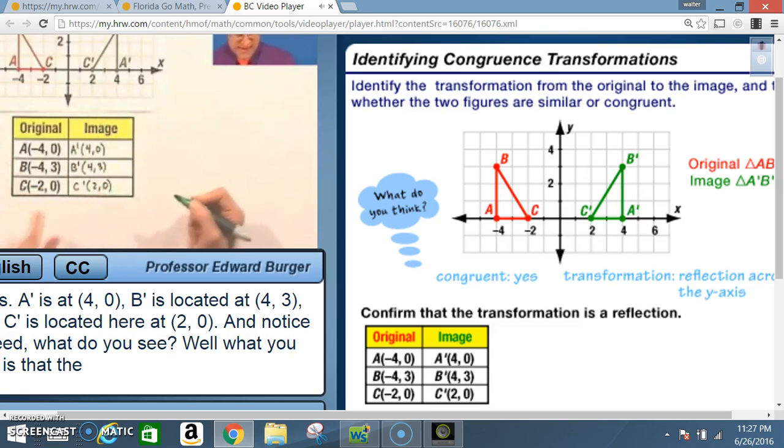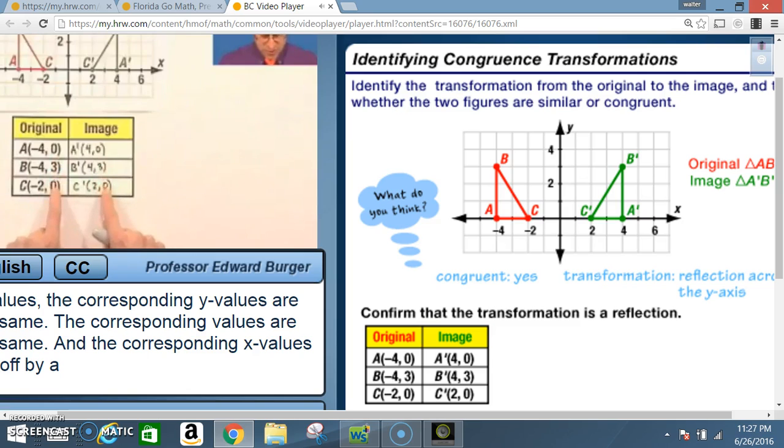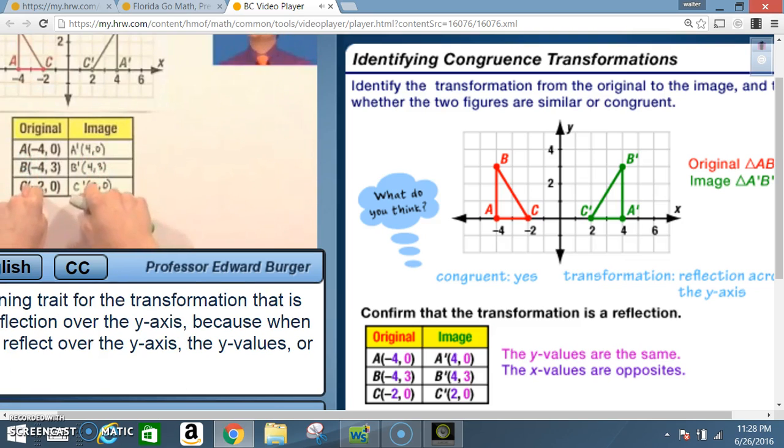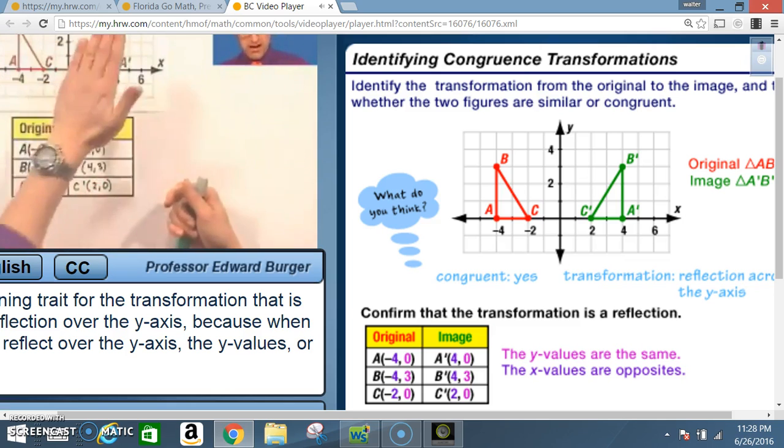And notice, indeed, what do you see? What you see is that the corresponding y values are all the same. And the corresponding x values are off by a negative sign. So this is negative, this is positive, this is negative, this is positive, this is negative, this is positive. And that is the defining trait for the transformation that is a reflection over the y-axis.